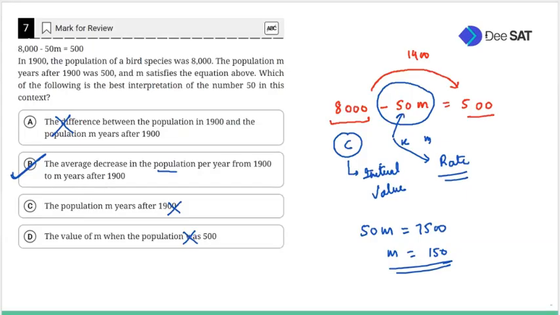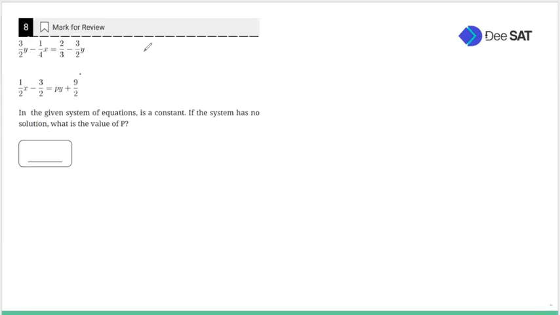Let's move ahead to the next question. Question number 8 says that in the given system of equations, a is a constant, and the system has no solution. First of all, we need to strike down the words no solution. No solution means the lines are parallel. If the lines are parallel, definitely they do not intersect. If the lines do not intersect, we know that the coefficients of x and y are in equal proportion with respect to the slope. So let's see about that.